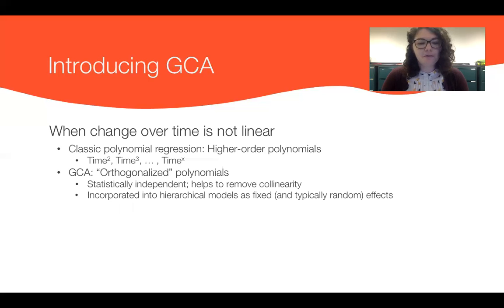So we'll be introducing what are called orthogonalized polynomials, and what orthogonalized means is statistically independent. So essentially the polynomials we introduce are not straightforwardly time squared and so on, and we do this because it helps remove collinearity issues from our model. And we incorporate our polynomials into these hierarchical models as fixed effects, and it's also recommended that you include them as random effects whenever possible.